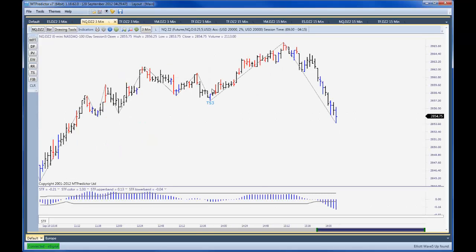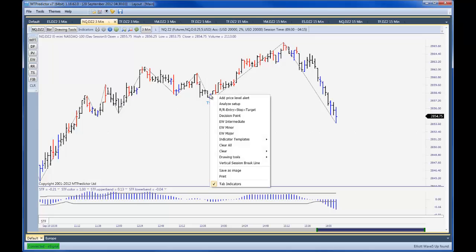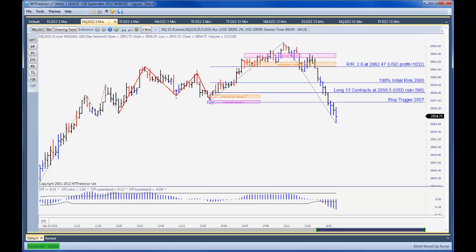It had a very lovely TS3 buy setup here, and you can see this buy setup is now in the direction of this blue STF. The STF gives the large degree trend direction, so blue means up, therefore a buy setup is in the direction of the large degree trend, therefore it's a good one to take. So standard traders could have taken this and pulled out a nice 2.6R profit.